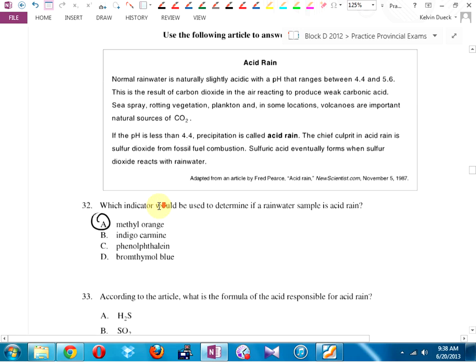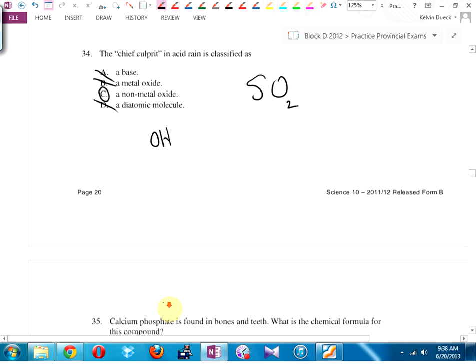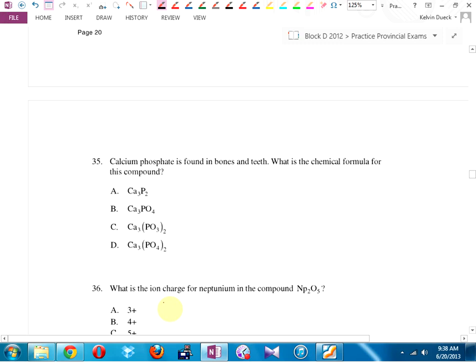Sulfur dioxide. Sulfur, S or SU? S. Dioxide. What is that? Is it a metal oxide? Sulfur is not a metal. Looks like, is it C, a non-metal oxide? By the way, D, it's not a diatomic molecule. Not a base. By the way, how can I tell something is a base? It has to have OH somewhere in it, right? So process of elimination. We're doing sample exam B. If you have a copy, great. If not, there's extras up here. But see if you got it first.